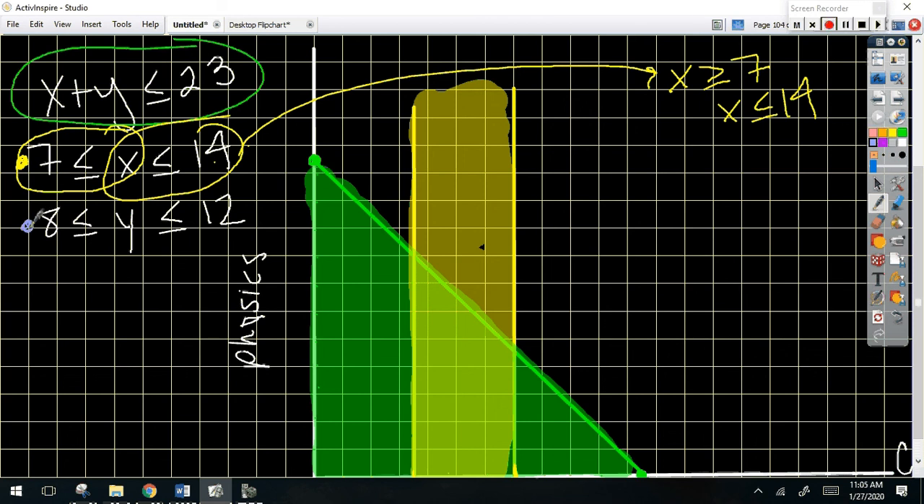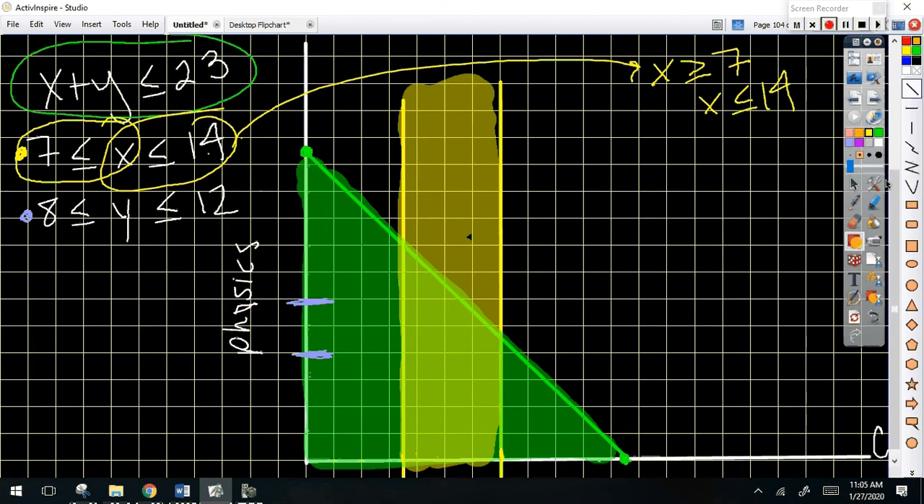Okay, between 8 and 12. So 2, 4, 6, 8, 10, 12. Now, if you did these as two separate ones, you'd need a whole bunch of colors. All right, so I am solid because it's or equal to.